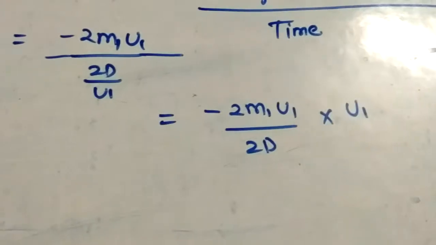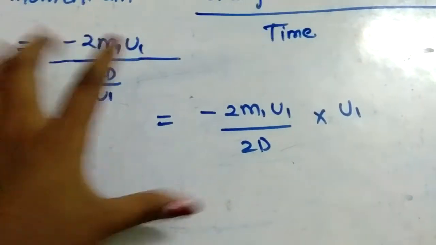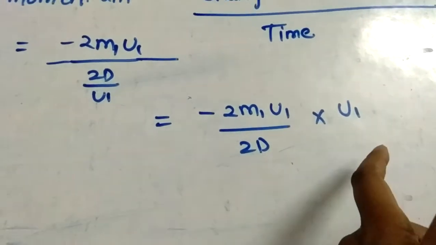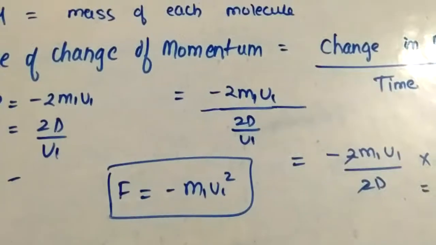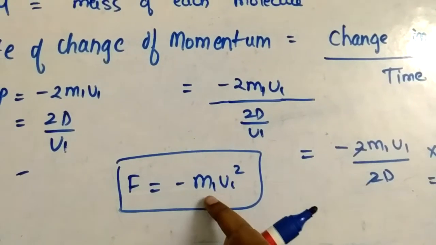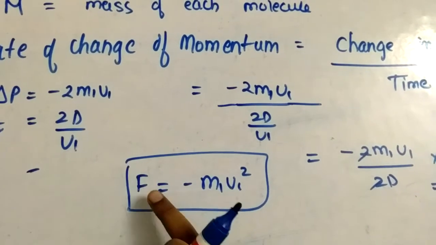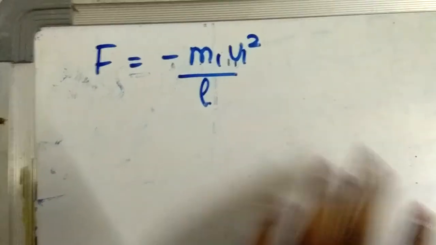Let me rub everything now. We have brought this u1 into the numerator. Now 2 will get cancelled, and u1 squared will come. So this is the final answer we get. This is the rate of change of momentum, which can also be written as force. I forgot to write L or d in the denominator, sorry.